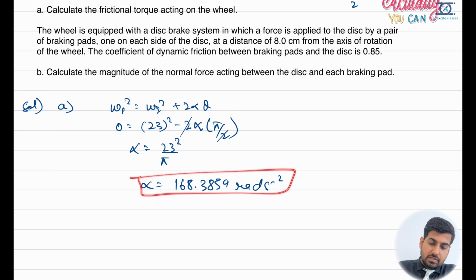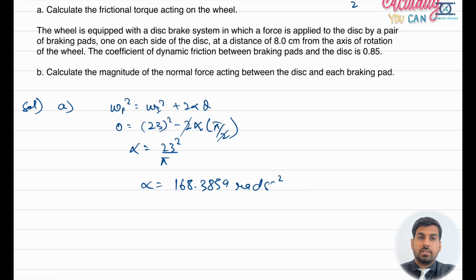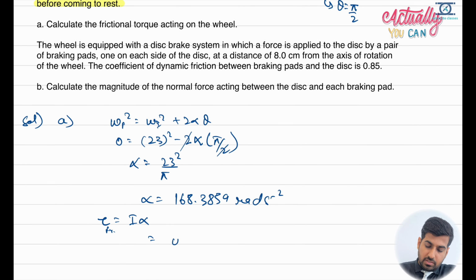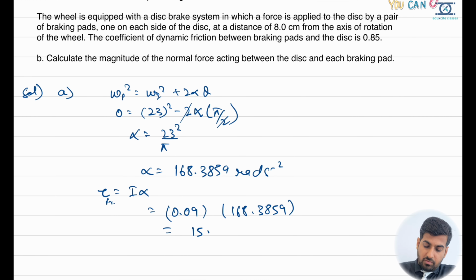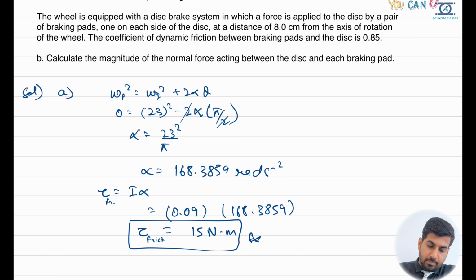Okay, and because this is the torque due to the frictional force, torque is equal to I times alpha. Now the frictional torque, I is given in the question, 0.09 times 168.3859. So if you do this calculation, you will get something around 15 Newton meter. So this will be the answer for your frictional torque. Okay, I hope it is quite clear.